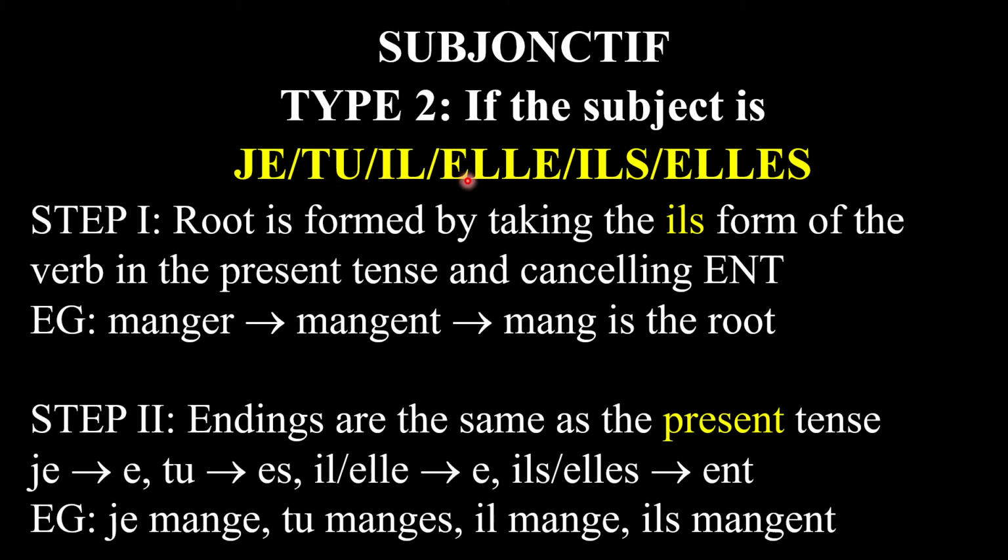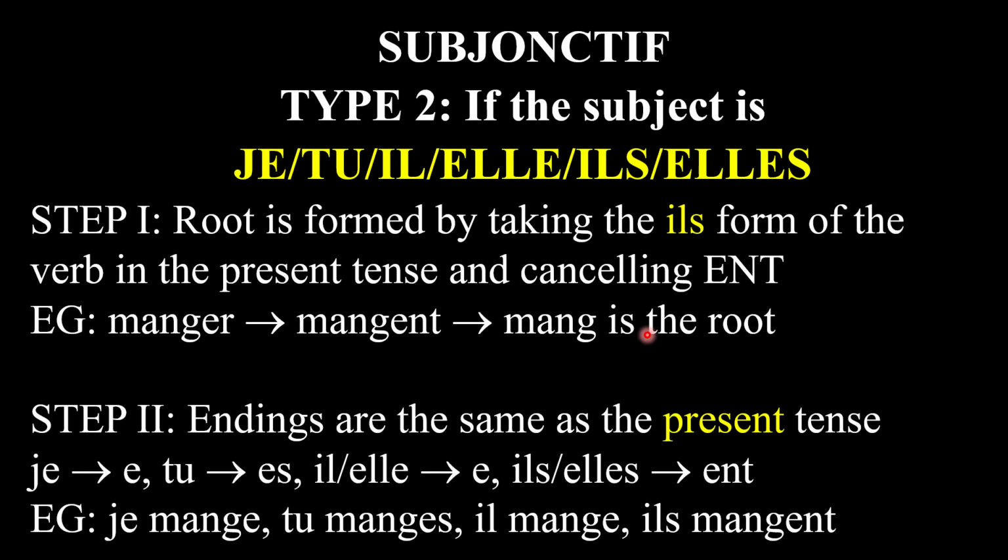that is third person singular, and plural, il, elle. How do you do it then? The root is formed by taking the ils form, that is third person plural form of the verb in the present tense, and you cancel off the ent. So, for example, manger, first you conjugate in the present tense for ils as ils mangent, and then you take off the ent, you are left with mang as your root.